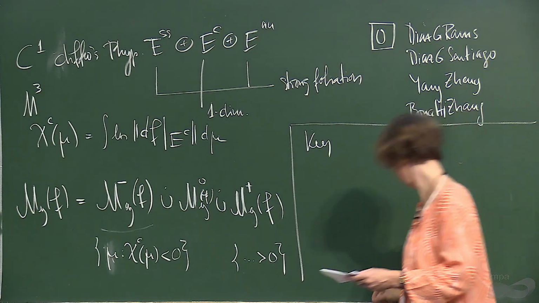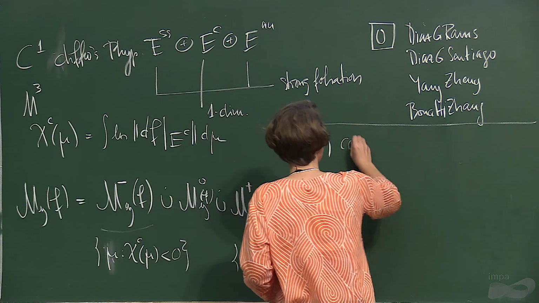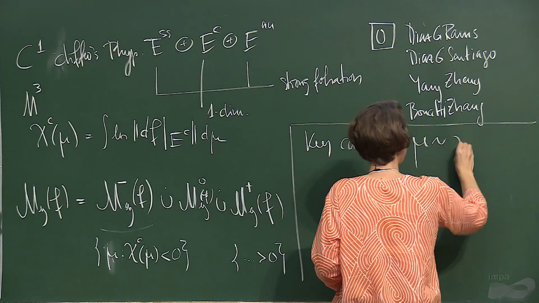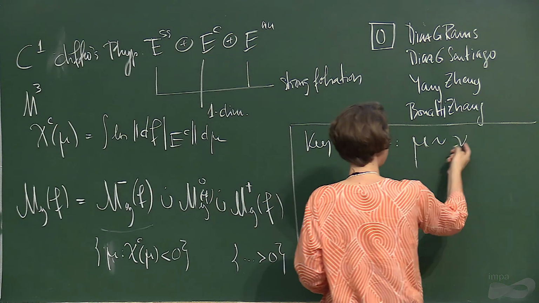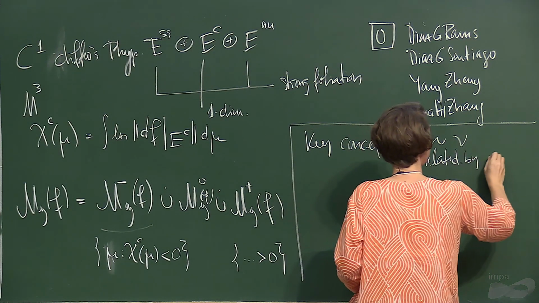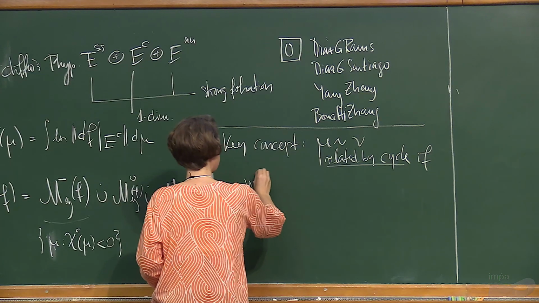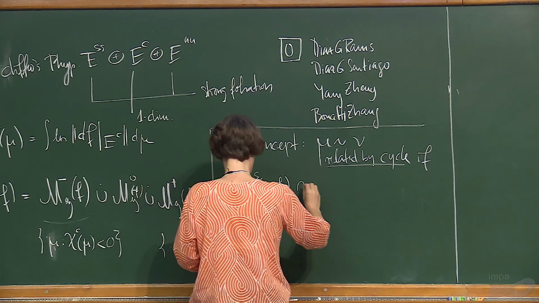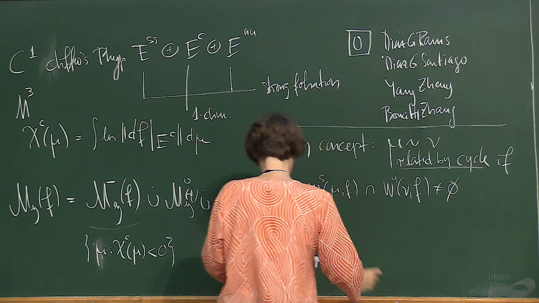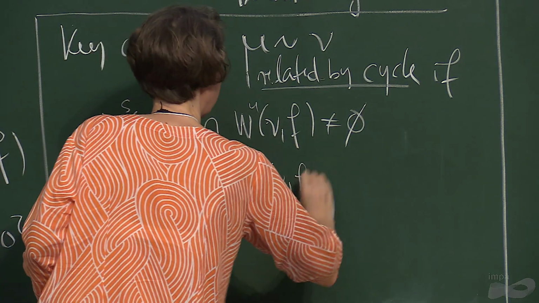Okay, so a key concept is a cycle. So two measures, mu and nu, are related by a cycle, which I will write with a tilde, if the following happens. The stable set of mu relative to f intersects the unstable set of nu relative to f, and likewise the unstable set of mu intersects the stable set of nu relative to f.